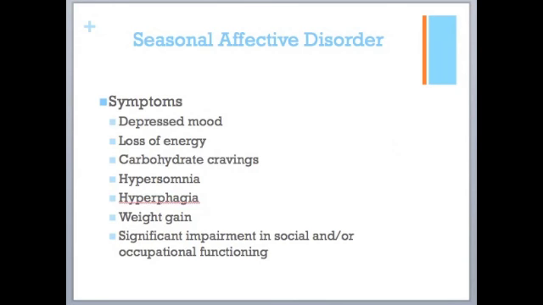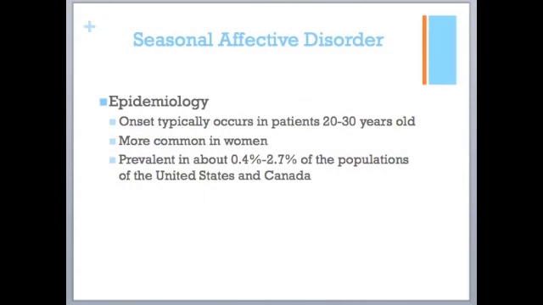Typical symptoms of seasonal affective disorder include depressed mood, loss of energy, carbohydrate cravings, hypersomnia, hyperphagia, weight gain, and significant impairment in social and/or occupational functioning. Onset of SAD typically occurs in patients 20 to 30 years old, is more common in women, and is prevalent in about 0.4 to 2.7% of the populations of the United States and Canada. However, due to a large variety of measurement techniques used, exact and accurate data are not available.